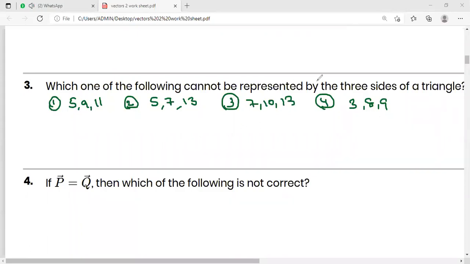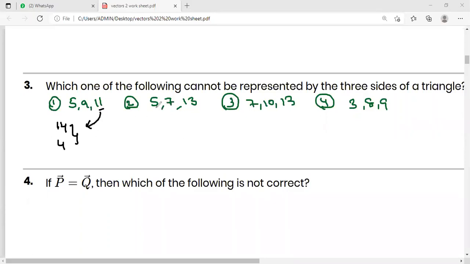For example, let me consider the first case. In the first case, 5 and 9 are taken. What is the maximum value of this resultant? 5 plus 9, 14. Minimum value of resultant is? 4. So the third vector should be in between 4 and 14. Is 11 in between 4 and 14 or not? Yes, sir. So that it can form a right angle triangle.